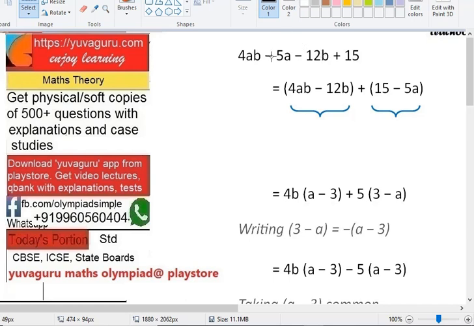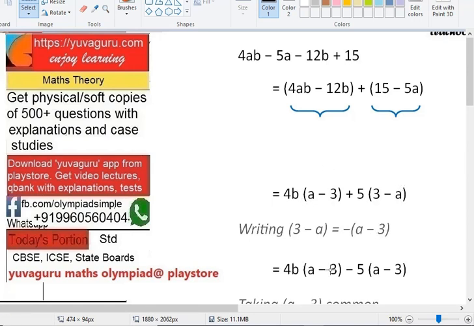Or you regroup it: take this 4ab minus 12b over here, and minus 5a plus 15 over here. Now it becomes easier. 4 3s are 12, 4 common, b common, so it becomes a minus 3, and here 15, 5 common, so it becomes 3 minus a. Now a minus 3 and 3 minus a look similar. If you take a minus sign outside common, what happens? 3 minus a becomes minus of a minus 3, right?